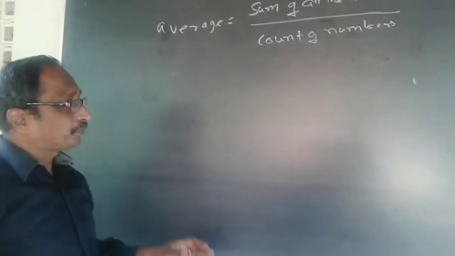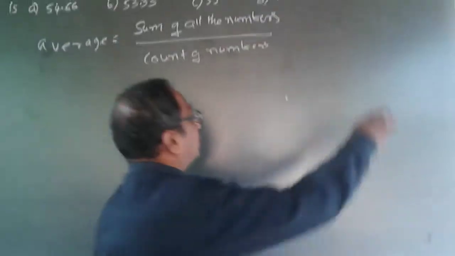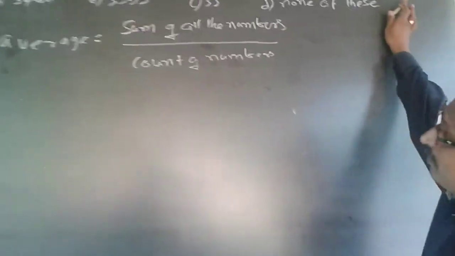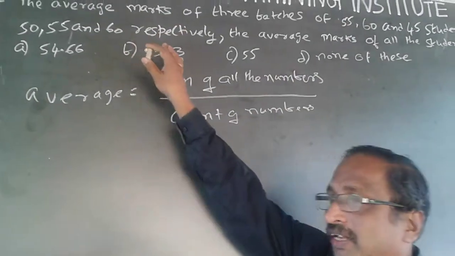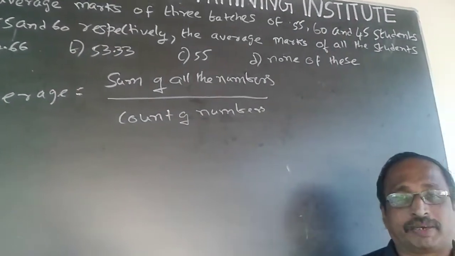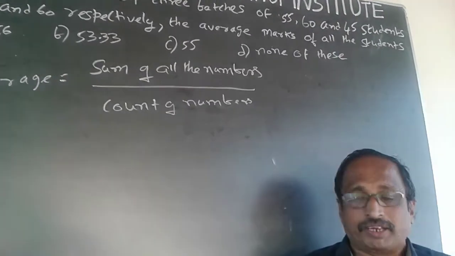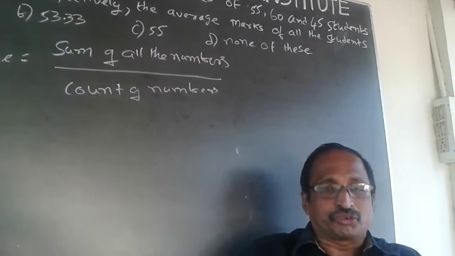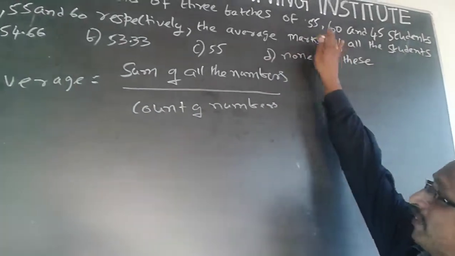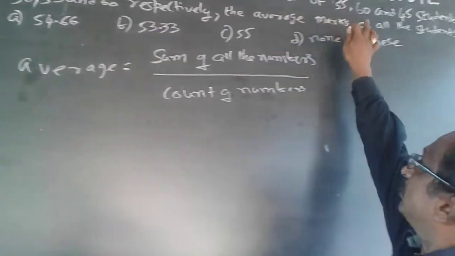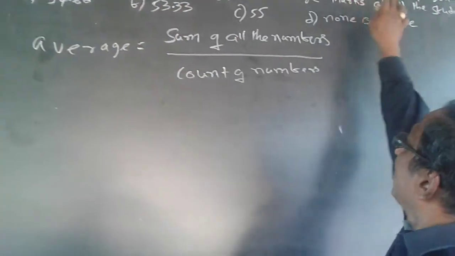So here it is given that the students are 55, 60 and 45. Their marks are 50, 55 and 60 respectively. See, the moment I put the word respectively, I'll have to match 1:1, 2:2, 3:3 like that. You cannot match 1:3. So 55 students have an average of 50, 60 students an average of 55 and 45 students an average of 60.